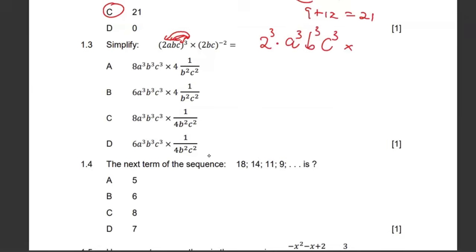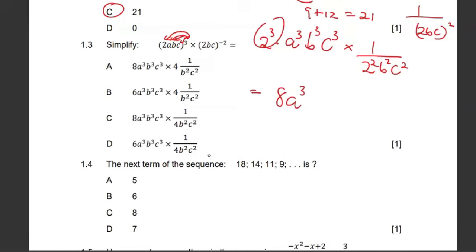If we want to make this a positive exponent, we're going to move it down so that it is 2bc. Everything is squared, so I'll say 2 squared, b squared, c squared. Okay, so we know that 2 cubed is the same as 8. So it's 8a cubed, b cubed, c cubed times 1 over 4, b squared, c squared.